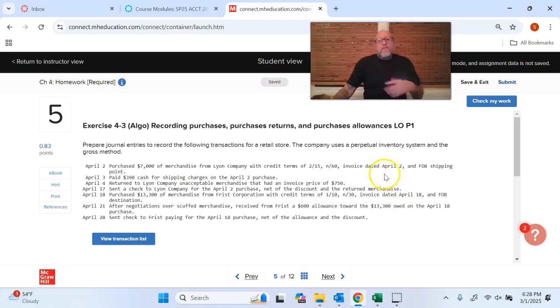And so usually if that's the case, then the buyer, us, has to pay for the shipping. And so you'll see on April 3rd, we paid cash of $390 for the shipping charges. And again, remember, when we're dealing with transactions between the merchandiser and the vendors where we're acquiring inventory, everything hits the inventory account. So shipping fees are an additional cost of inventory.